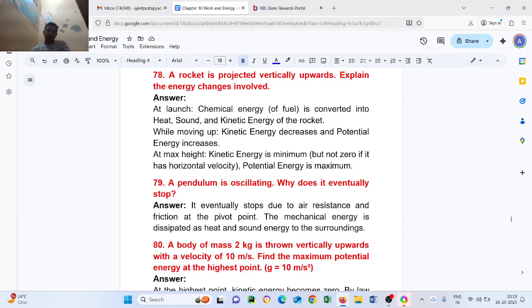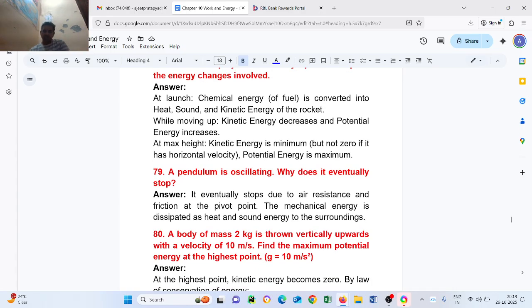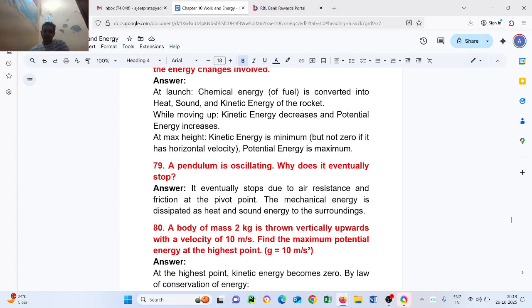Question number 79. A pendulum is oscillating. Why does it eventually stop? It eventually stops due to air resistance and friction at the pivot point. The mechanical energy is dissipated as heat and sound energy to the surroundings.